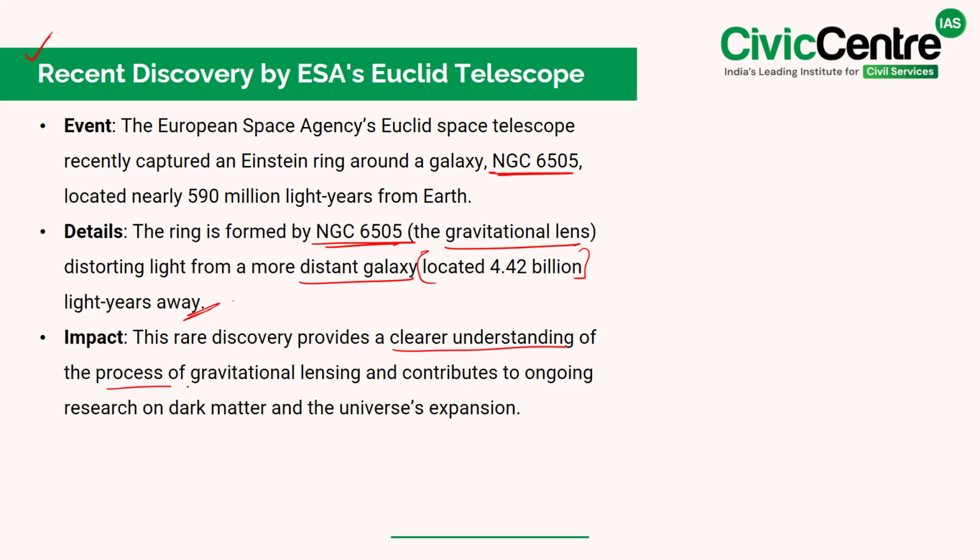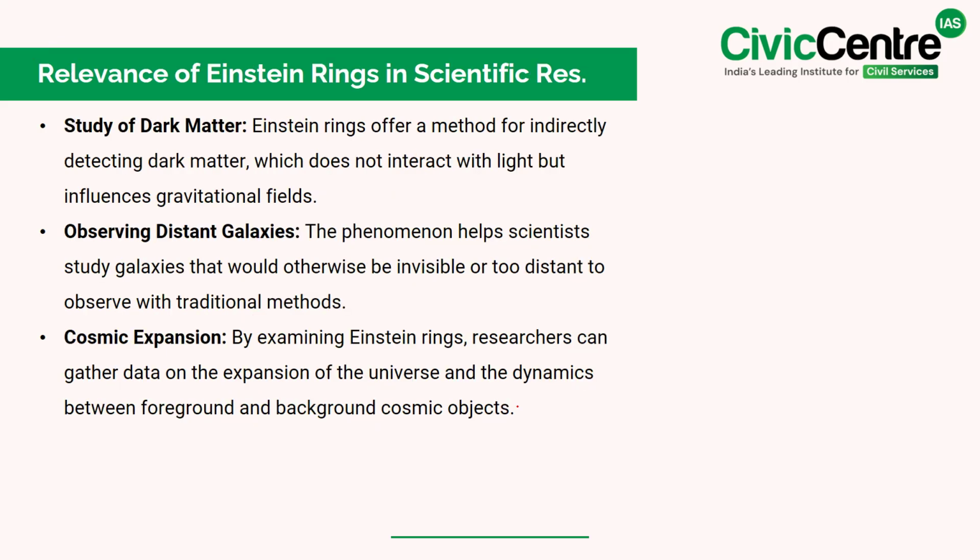Furthermore, by studying these distortions, researchers can gain deeper insights into the distribution of dark matter and also the overall structure of the universe. Since dark matter doesn't emit light but influences gravity, Einstein rings serve as a unique tool for indirectly detecting its presence.